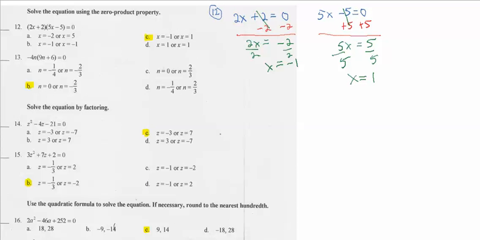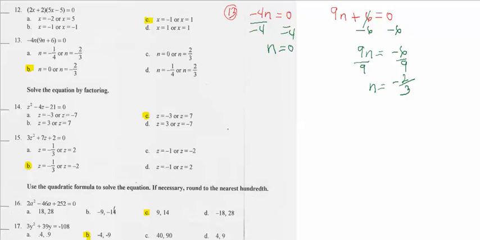Okay, for number 12, we set it to 0 because we're using the zero product property. So I subtracted 2, then divided by 2, both sides, and I got a negative 1. Added 5, divided by 5, both sides, and got a positive 1.